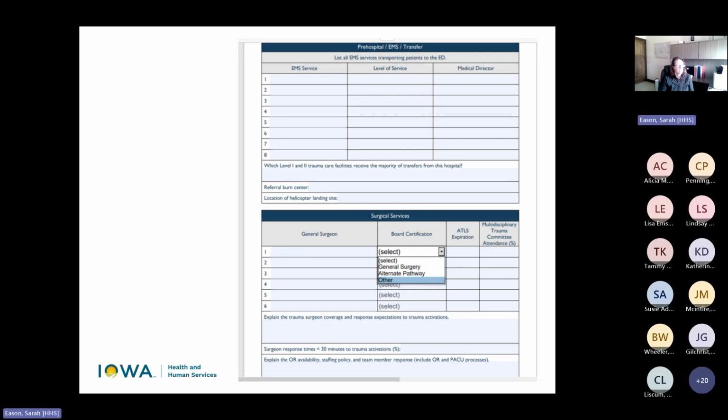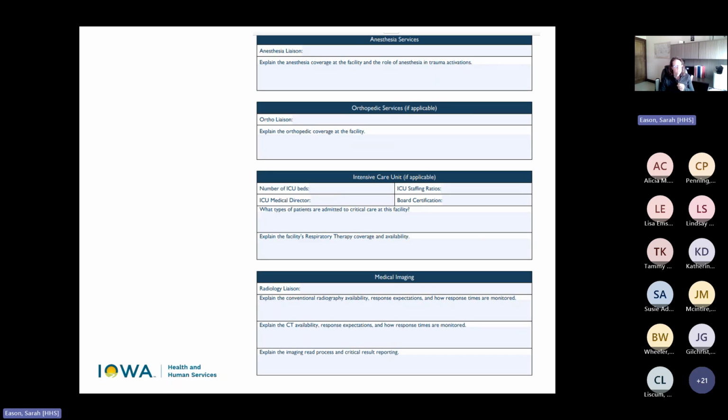OR availability, that last question down there at the bottom, it's just a description of when it's available, who comes in, how does PACU get notified? Do we know what their response times are? Who's tracking that? Do we know if the patient's going to PACU or ICU at your level 3 facility? So just really kind of a nice little summary of how it all works for your facility.